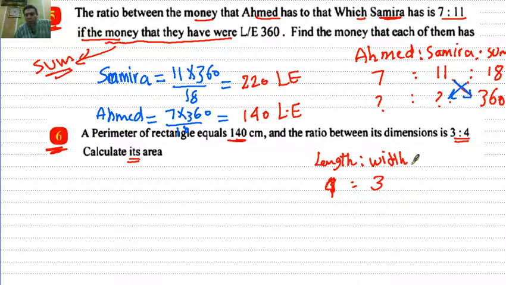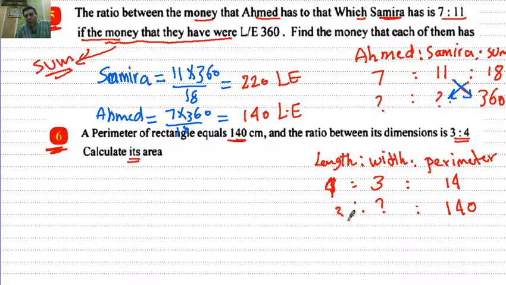The perimeter of a rectangle means length plus width all times 2. Make sure of this relation. Perimeter equals length plus width all times 2. 4 plus 3 equals 7, 7 times 2 equals 14. The perimeter ratio is 14, and the perimeter equals 140.